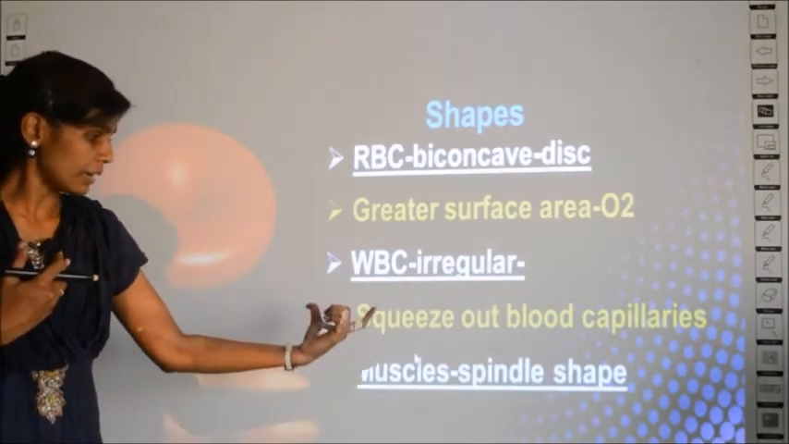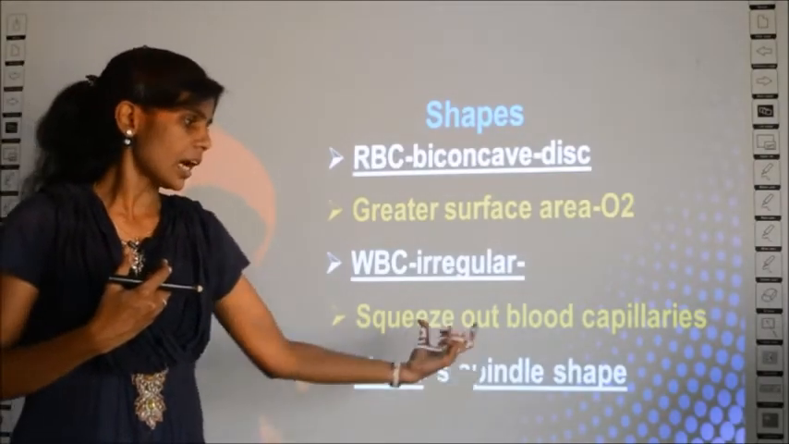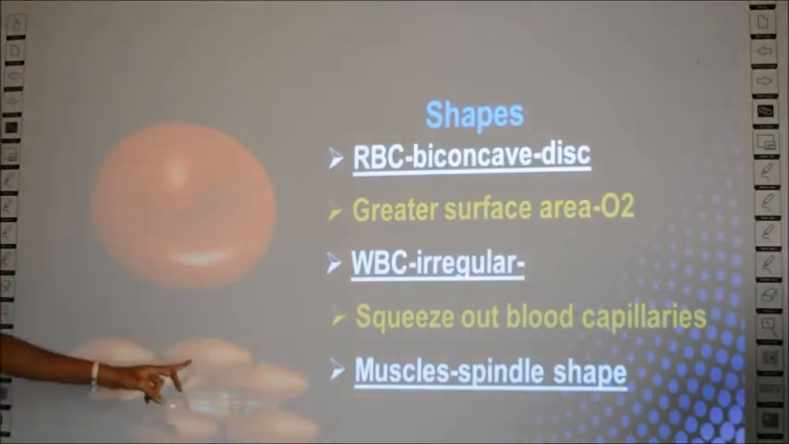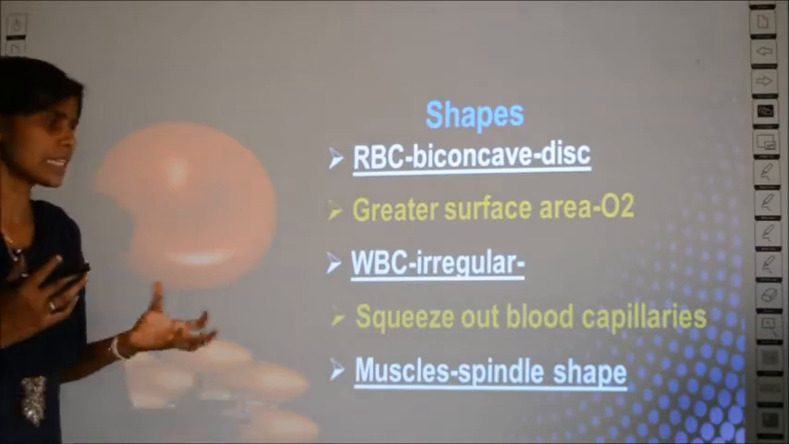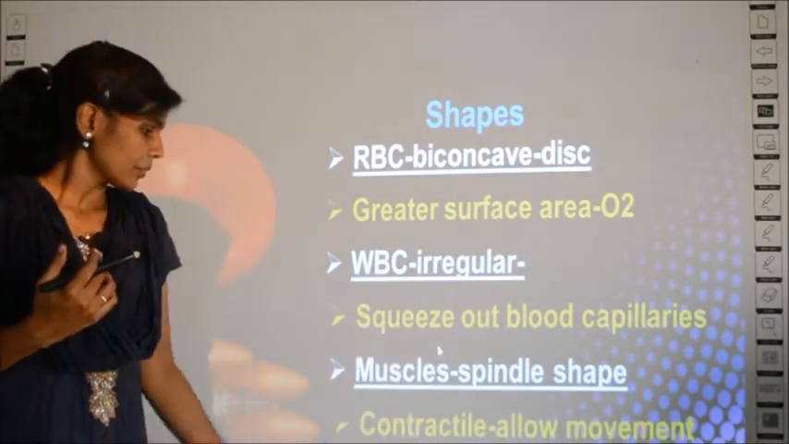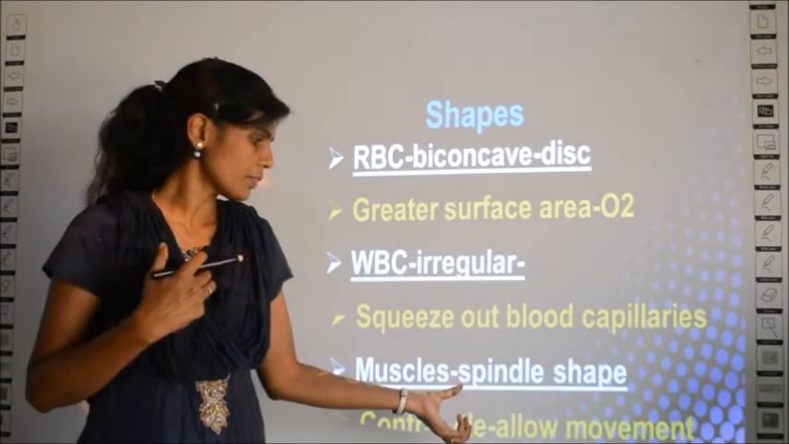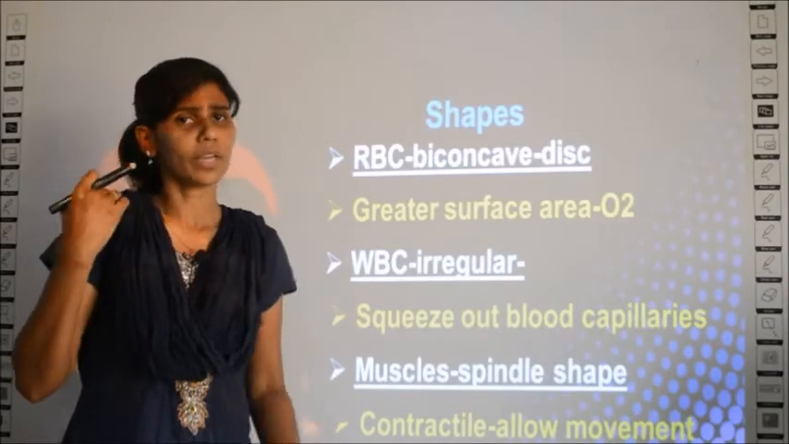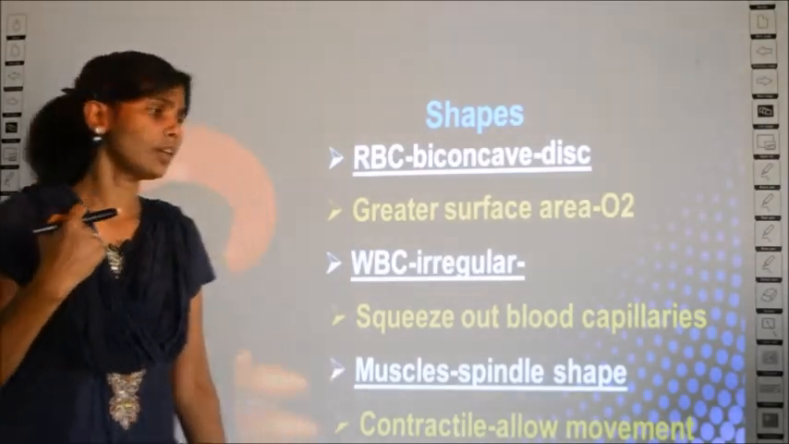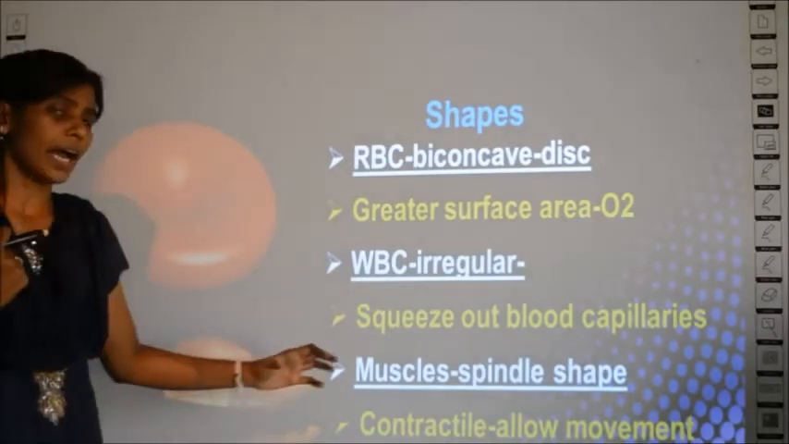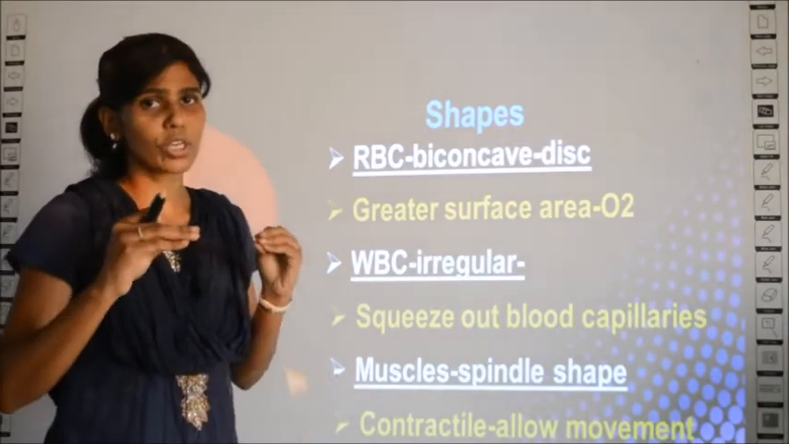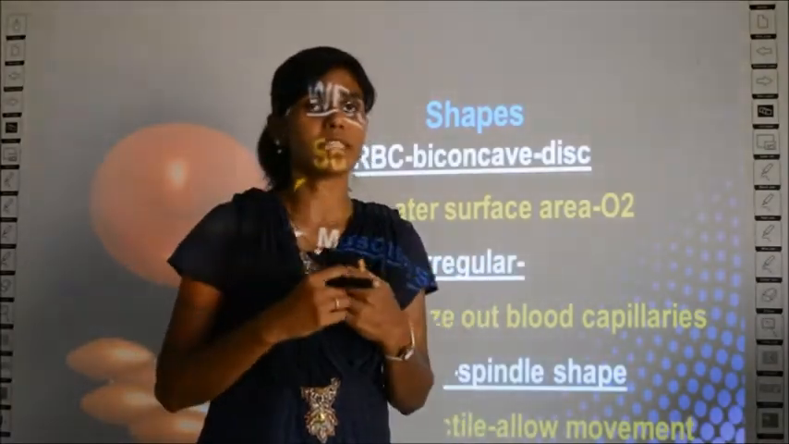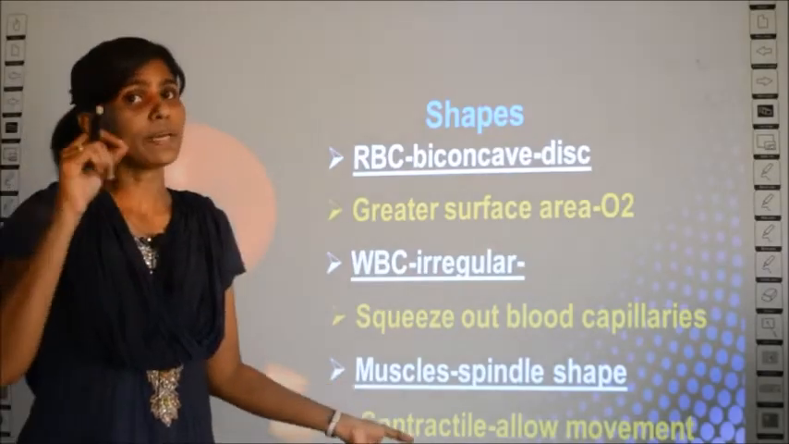Clear? And the final example given is muscles are spindle shaped. What is spindle shape? This is the shape of a spindle. So what is the advantage of your muscle cells being spindle in shape? The contractile property is because of the spindle shape. Contractile means it can contract, muscles contract, no? You can contract your muscles because of the spindle shape, and this allows movement. Because of this shape only, you can move about also. You have control to move your muscles. It is because of the presence of this spindle shape.